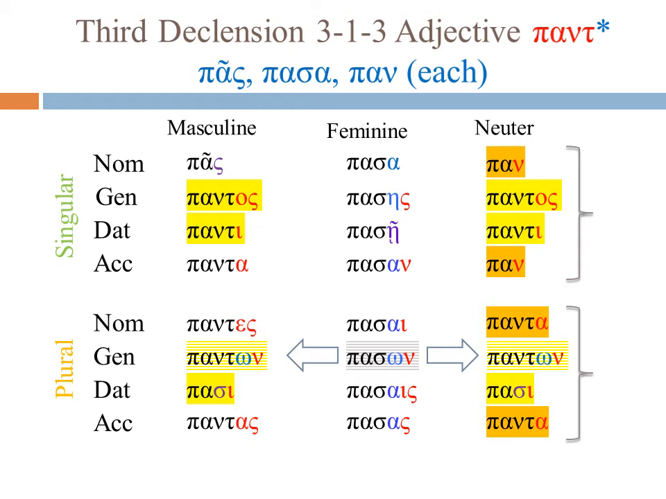Now, even though it has the same ending as the accusative masculine, it's that new tau. Okay? The masculine always goes back to the stem, so we get pantas, and the feminine here is actually on a different stem, and it is pasas.